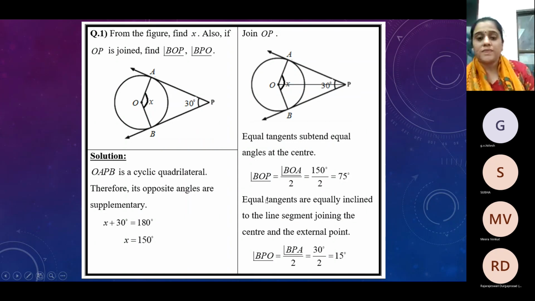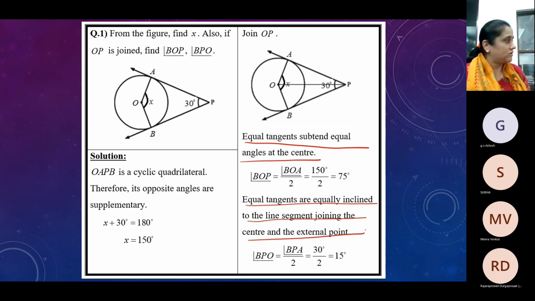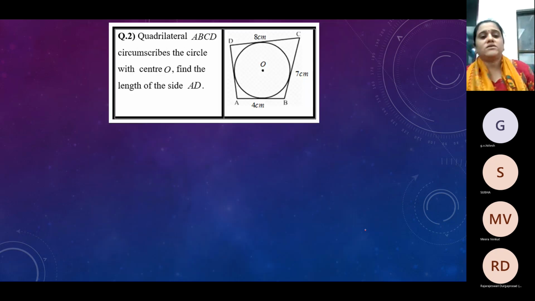You can see here, equal tangents subtend equal angles at the center. Equal tangents are equally inclined to the line segment joining the center and the external point. Same explanation. This is a result which you have proved in NCERT.